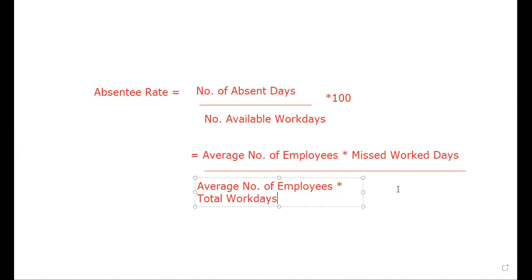Both these two formulas can do, but will only apply depending on the information that has been given. Not all of them will be used on every occasion. They'll be used depending on the kind and amount of information, and whether the information given is relevant. If not relevant, you will not use them. You'll only use each one where it is applicable. So the first one is number of absent days divided by the number of available work days times 100. The second is average number of employees times missed work days over average number of employees times total work days.